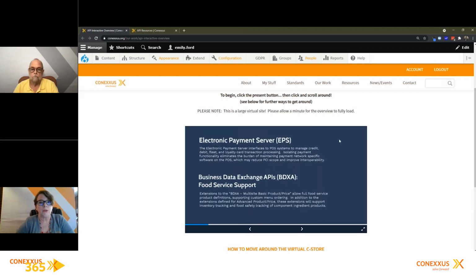And so the goal is to enable that process through the work that's going on in BDX right now. We're just trying to make sure that we have all the information that remote point of interaction could need to fully process the sale.